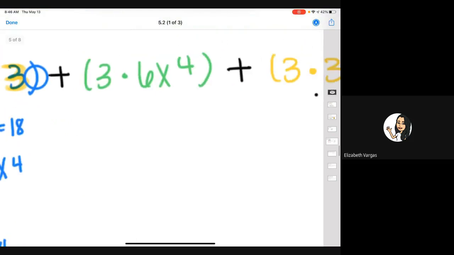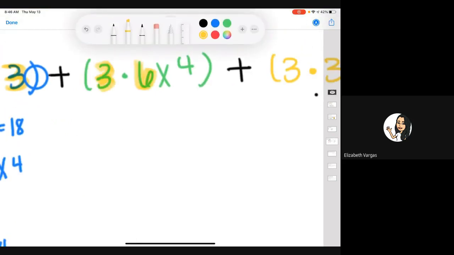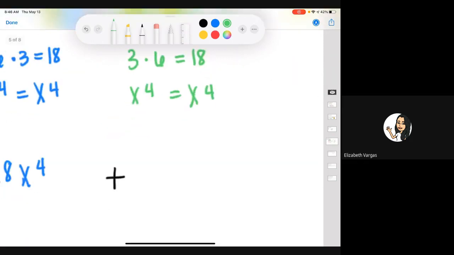Okay. And now I'm going to go ahead and work with this green one. I have 2 whole numbers, a 3 and a 6. 3 times 6 is 18. Again, I have x to the power of 4 on one side, but I have nothing with x on this side, so x to the power of 4 is equal to x to the power of 4. I'm not multiplying it by anything, so 18x to the power of 4.